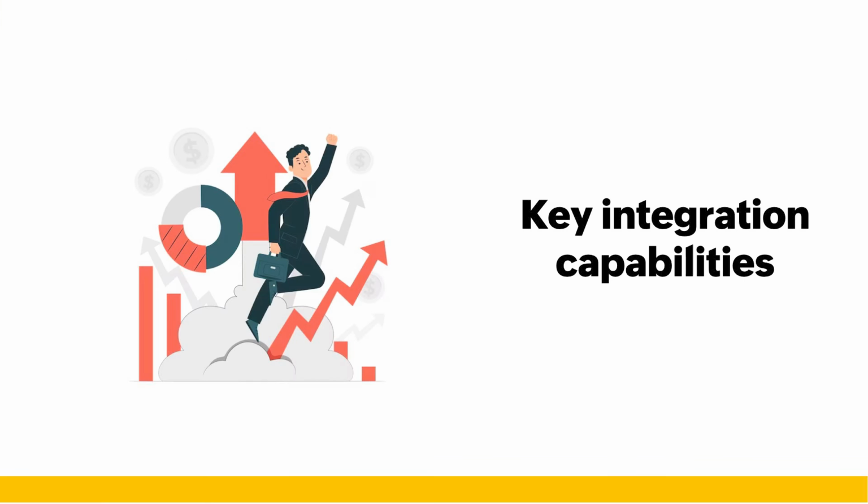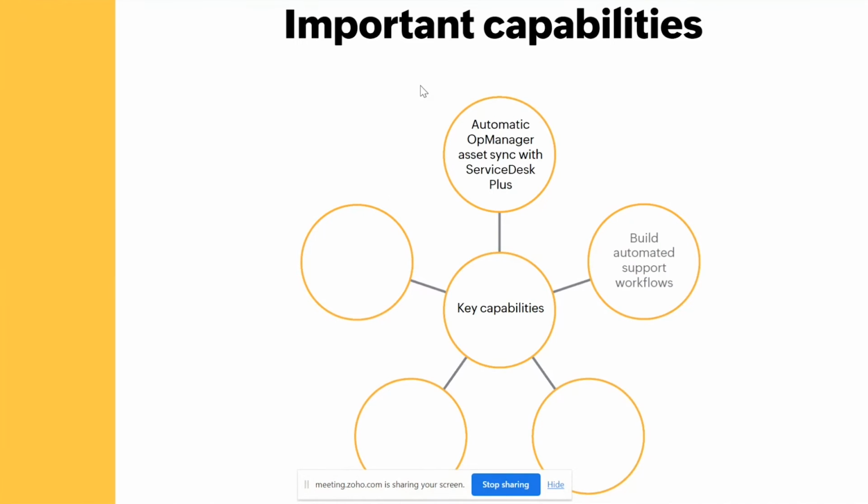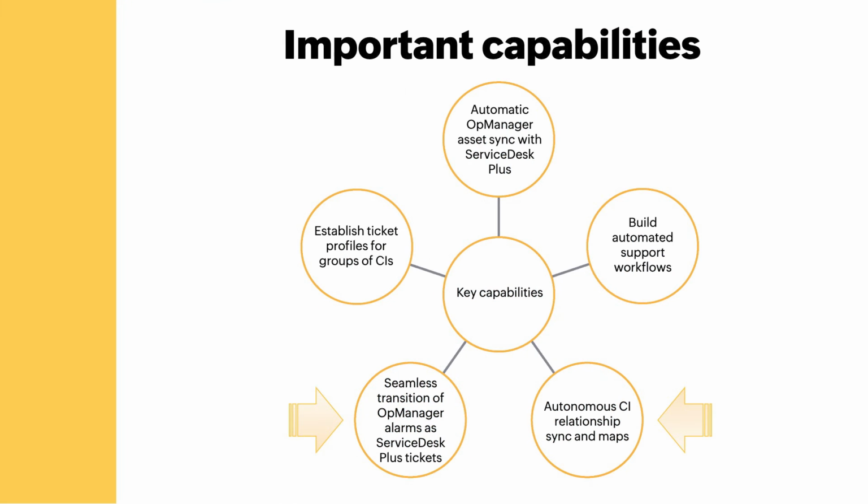Next, we look at some of the key integration capabilities. The first one is the automatic OpManager asset sync with ServiceDesk Plus. Second is building automated support workflows for logging tickets. Next is the automatic configuration item relationship syncing and mapping. Next is the seamless transition of OpManager alarms to ServiceDesk Plus tickets, and establishing ticket profiles for groups of CIs. Today, we'll be looking at two key integration capabilities, which include the configuration item relationship syncing and mapping, and transition of OpManager alarms as ServiceDesk Plus tickets.